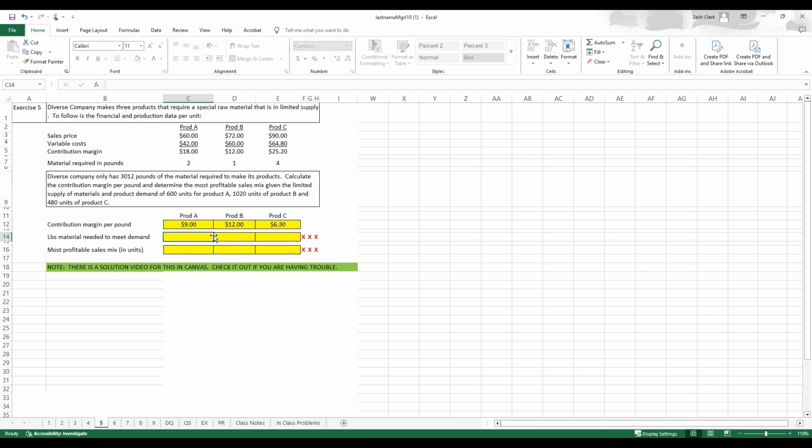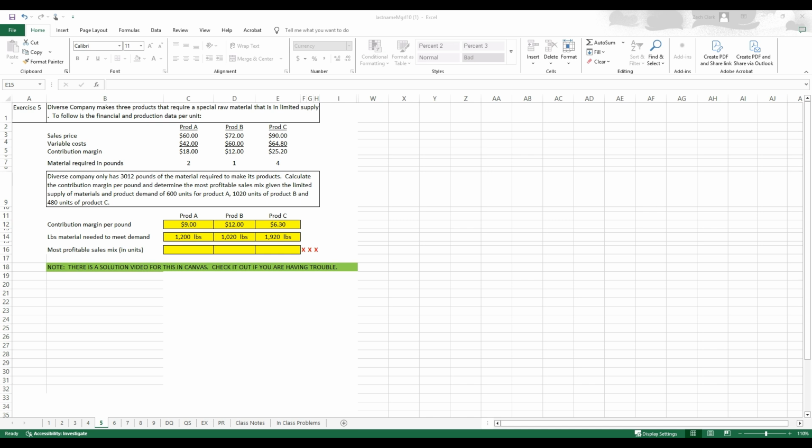Okay, so here, if we're going to meet the demand, let's see. So how many? Let's take a look. We have 600 units for product A, and the pounds of material needed to meet the demand would be 600 times 2, right? Because it takes 2 pounds for each unit. Product B is just 1020 because it's just 1, and then 480 times 4 to get the pounds for product C.